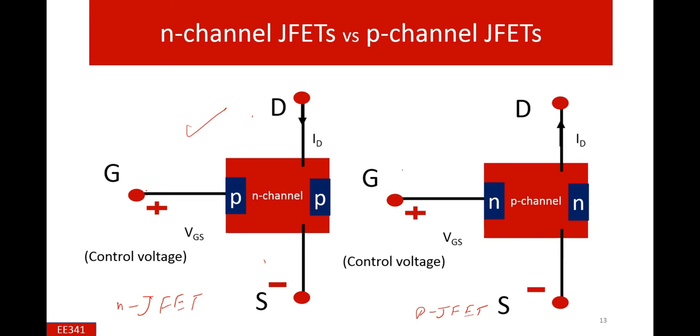In N channel JFETs, the carriers moving from source to drain are the electrons, whereas the conventional current is downward from drain to source. Whereas in P channel JFETs, the carriers moving through the P channel are the holes from source to drain, and similarly this is the conventional current. So this is the important concept, so you can understand what is meant by channel.